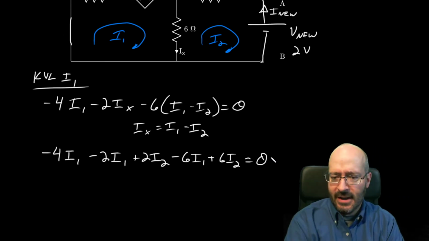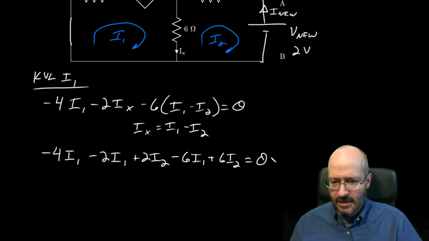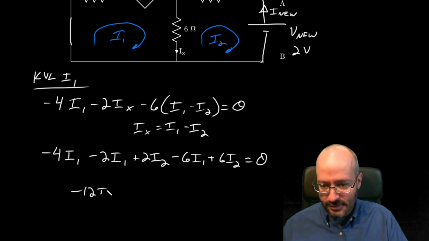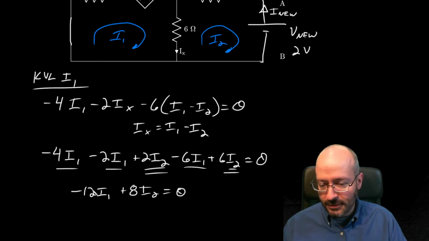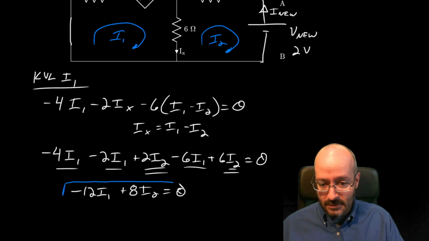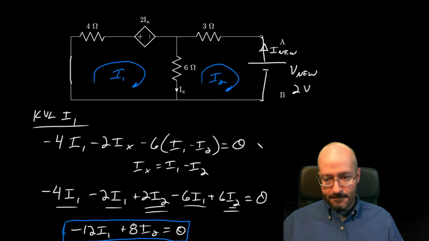Okay, so I did the substitution, I did some distribution of the coefficients. I just got to pull some things together here. So we've got negative 12 in front of I1, looking at these 3 I1 terms, and plus 8 I2, looking at these I2 terms. There are no sources because it got taken out. Okay, so there, the equation's a little different, but we just want to make sure we slow down, do it right.